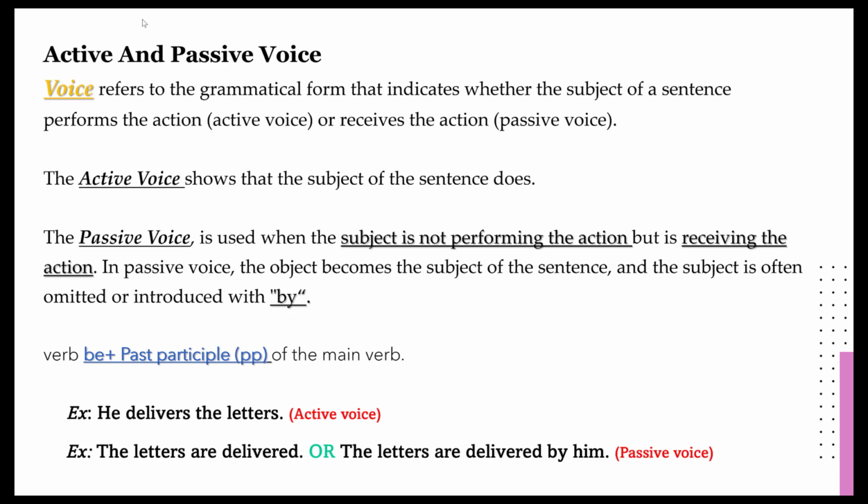I mentioned passive voice is often used when the focus is on the object or the action rather than the agent of the action. However, active voice is generally preferred because it's more direct, brief, and clearer than the passive voice.